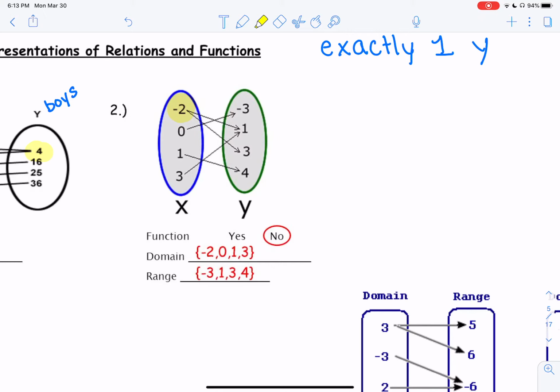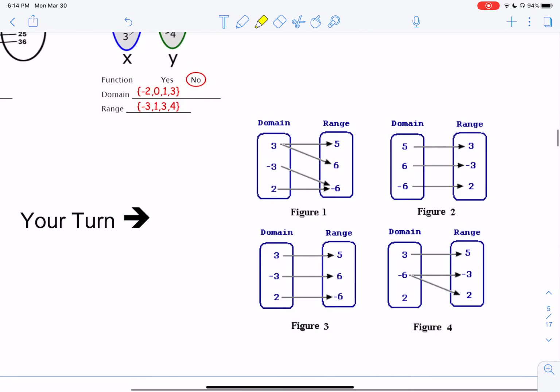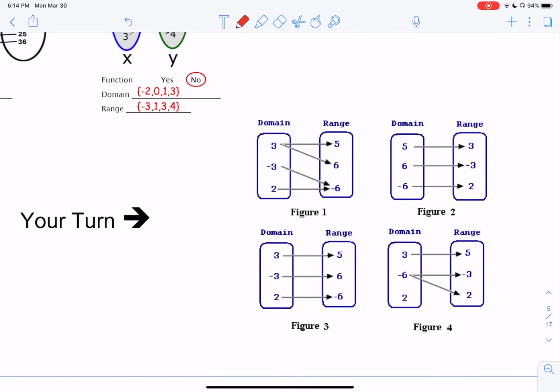Now you're going to have a chance to test your knowledge on the concepts of functions. Looking down here on figures 1, 2, 3, 4, you're going to determine yes or no, is this a function? Yes or no, is it a function? So you're looking at your x values and seeing, does each x value match up with one y value? All right, so for figure 1, I'm going to point out that we do have an x value paired up with two y values. So no, not a function on this one.